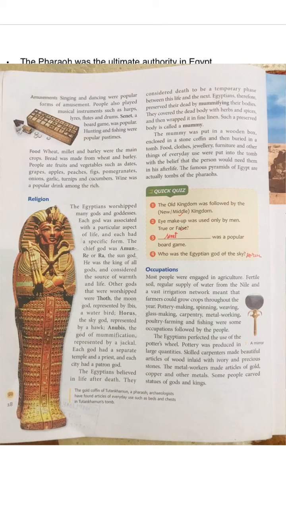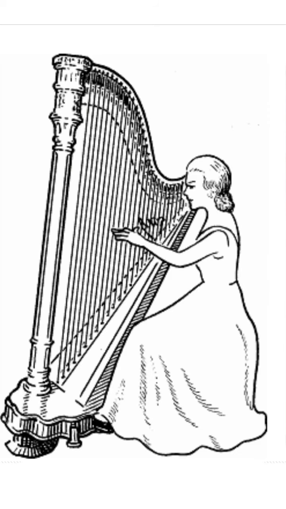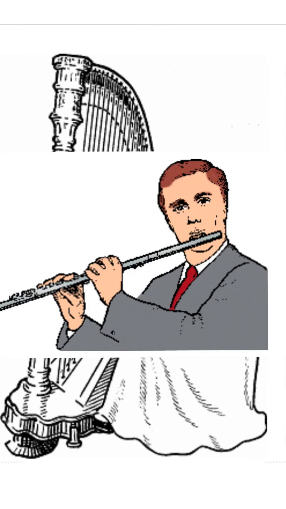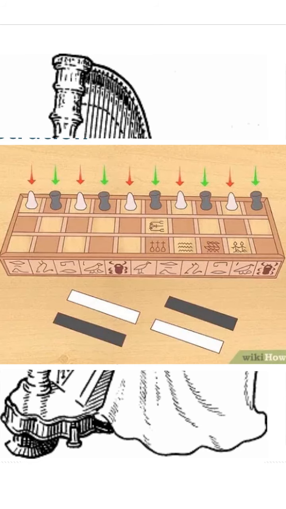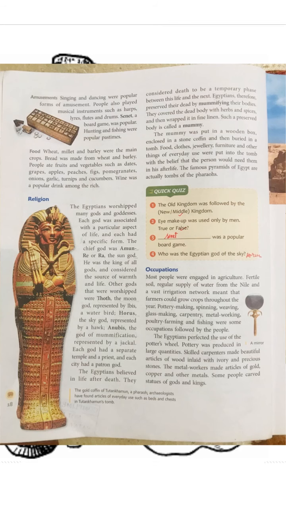For entertainment, Egyptians danced and sang. They played different instruments also, such as the lyre, harp, flute, and drums. They also played a popular game, Senet, and besides all these things, they also did hunting and fishing.